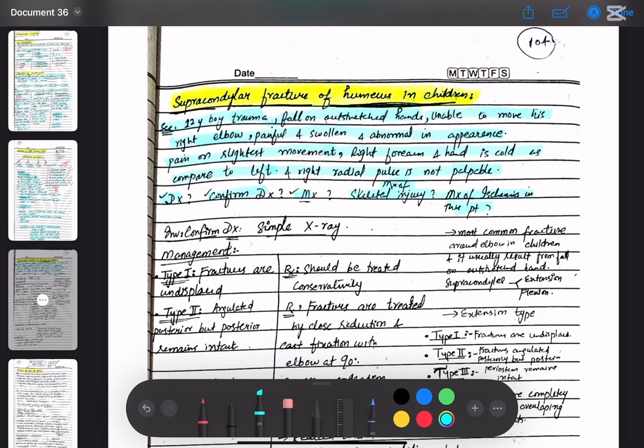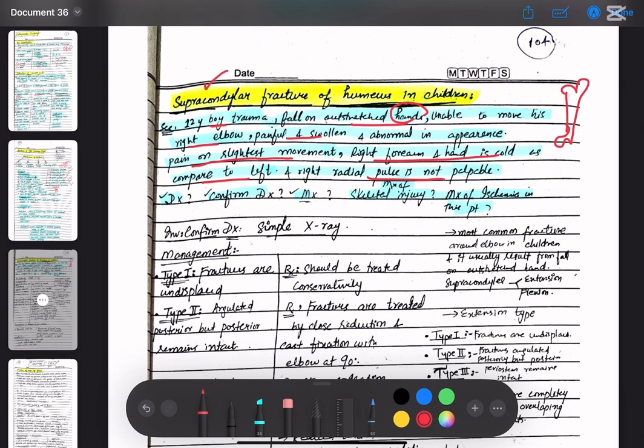Okay, so what is this? This is the supracondylar fracture of the humerus. As there is a 12-year-old boy with trauma who fell on outstretched hands, and he is unable to move his right elbow, which is painful and swelling and abnormal in appearance, and pain on the slightest movement. The right forearm and hand is cold as compared to left, and right radial pulse is not palpable. So all the clues are about the fracture of humerus. Now which place of the humerus? So it is a supracondylar fracture of humerus.